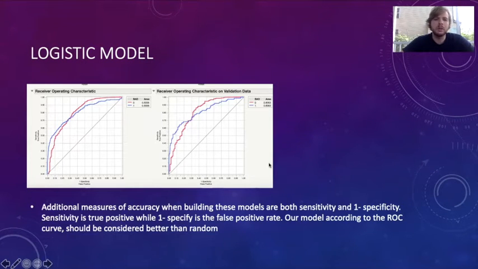Additional measures of accuracy can be used when building this model, and they are sensitivity and specificity. Sensitivity is the true positive rate, while 1 minus specificity is the false positive rate, and our model according to the ROC curve should be considered better than random.